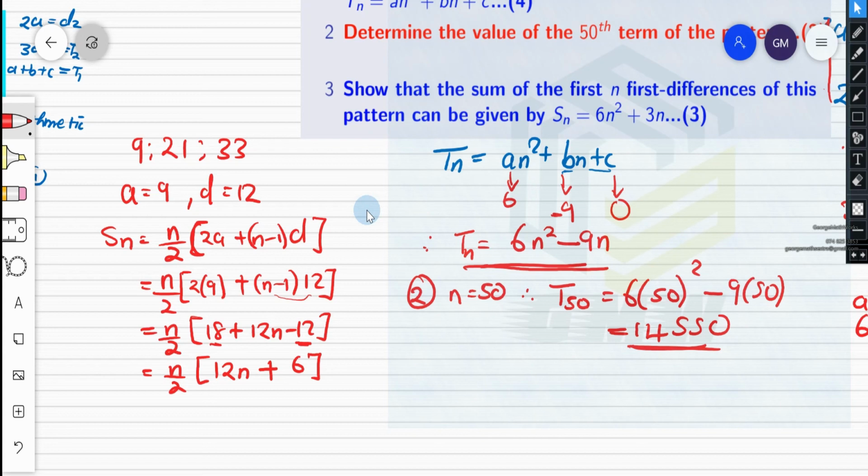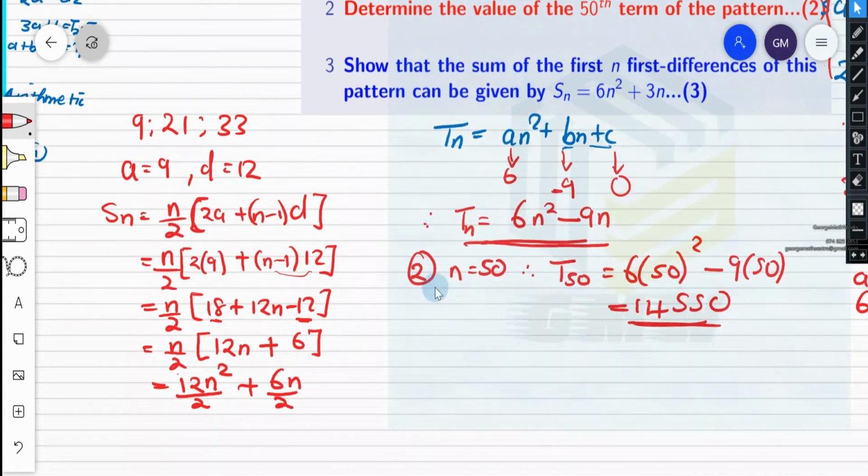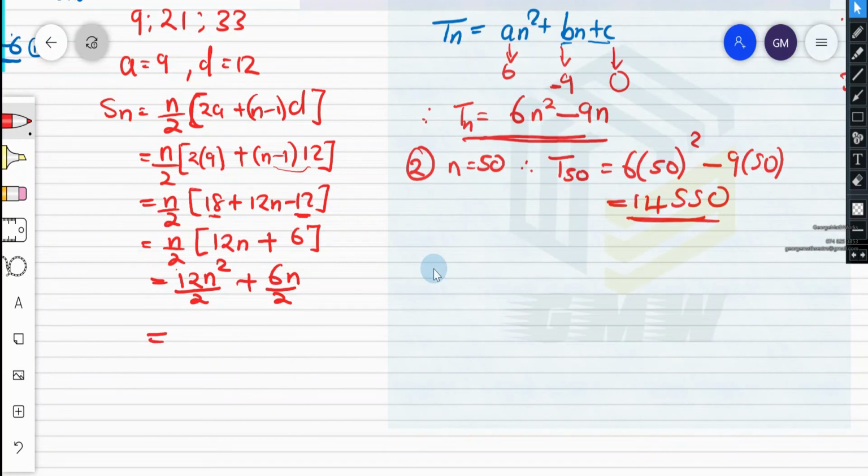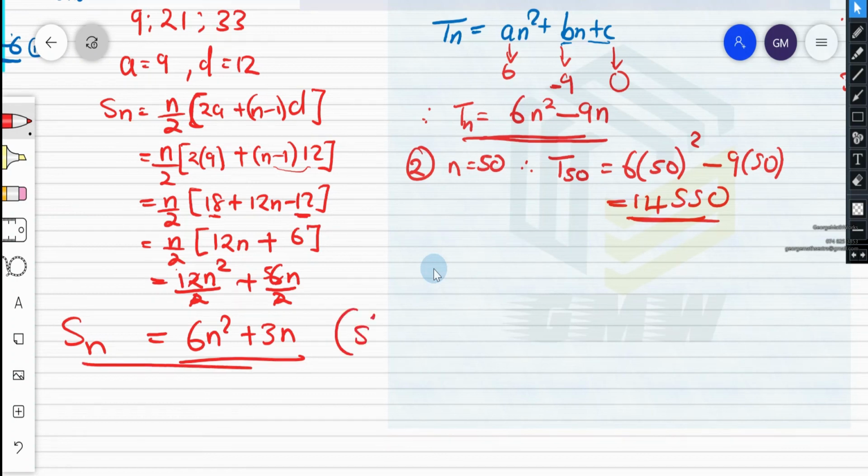Now, I can multiply everything inside by n over 2, which means I will get 12n squared over 2 plus 6n over 2. Now from here, I can simplify further to say this is equal to 6n squared plus 3n. Now here, Sn is equal to 6n squared plus 3n. So the question was show that, so we have managed to show that it reduces to 6n squared plus 3n.